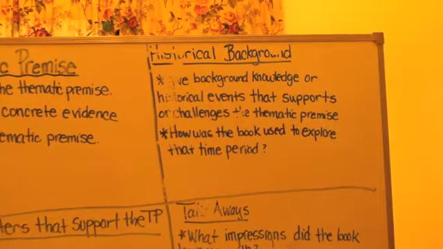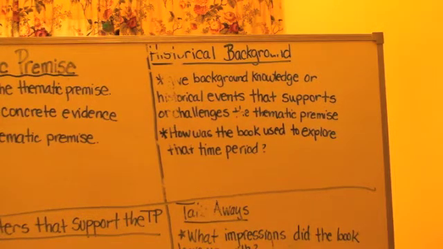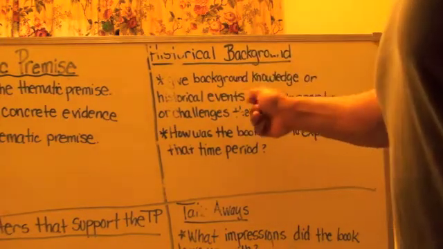historical background. So this is where you're going to give background knowledge of the story. So if the person is writing a fictional story on slavery, such as Uncle Tom's Cabin, what was going on during that time period? Were there wars taking place? Were people against slavery or for slavery? Why did the author write the book? What were her intentions for writing the book? So here you want to give background knowledge for the book.